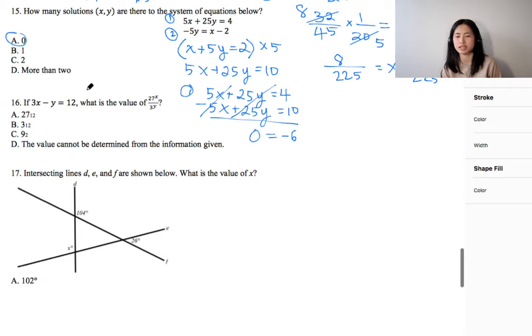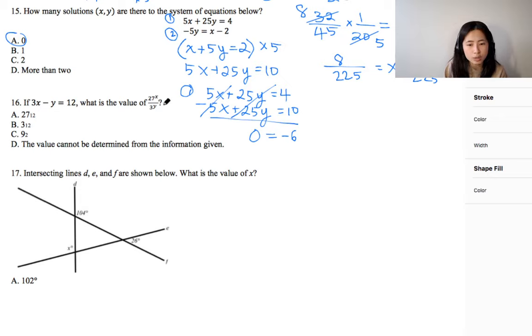By the way, for number 16, try not to use your calculator because I want you to remember all of your exponent laws. Also, from my screen, the 27 and the 12 look like subscripts, but they're supposed to be exponents. I think the software just transforms them into subscripts, but when I was making this question, they're supposed to be exponents. So just keep in mind that these are exponents: 12, 12, and 2. We have 3x minus y is equal to 12, and it says, what is the value of 27x over 3y? By the way, this is x and this is y.